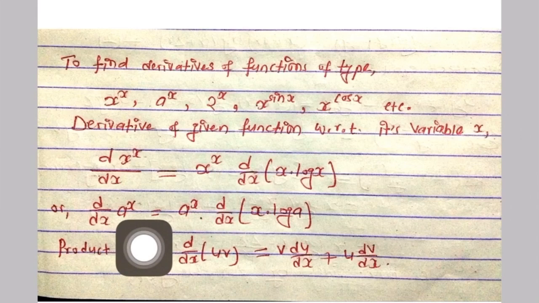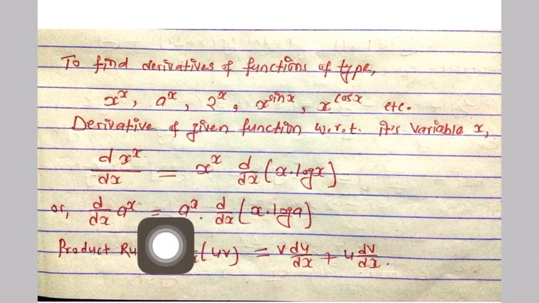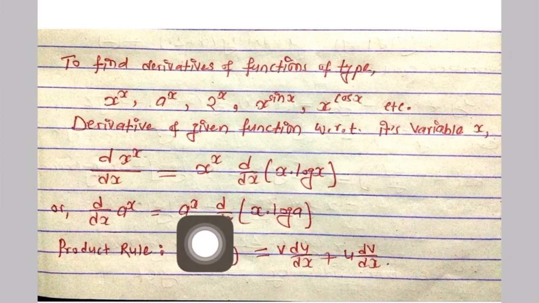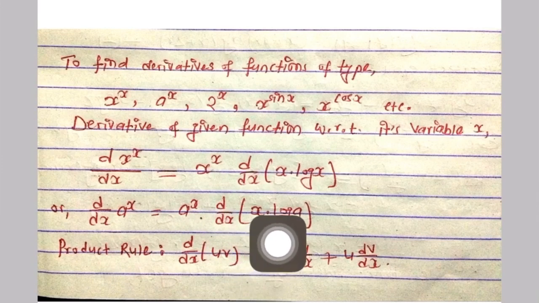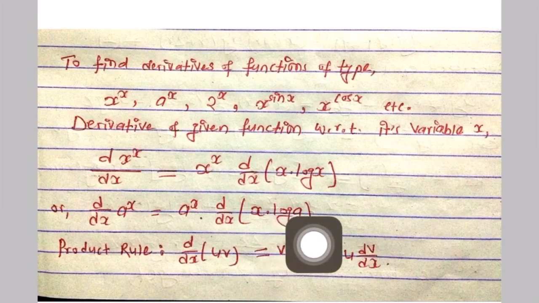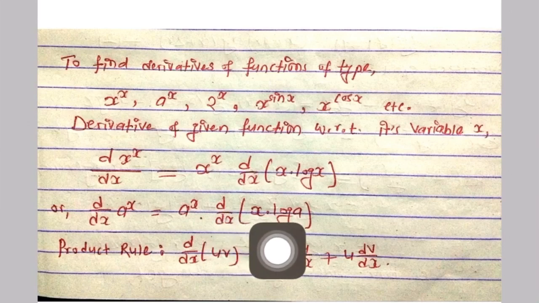Similarly, for the function a to power x, here a is a constant and the variable x is given as the exponent or power of the constant a, and its derivative with respect to x is equal to a to power x times d by dx of x times log a. Here log a is constant, so you can find the derivative of x with respect to x.